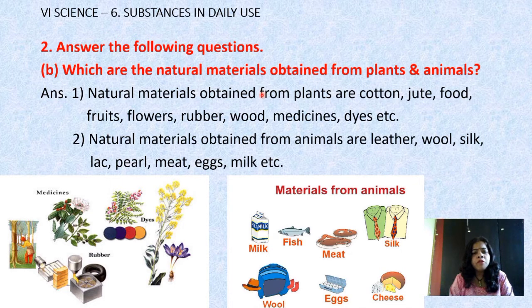Next one, children. Which are the natural materials obtained from plants and animals? Natural materials obtained from plants are cotton, jute, food, fruits, flowers, rubber, wood, medicines, dyes, etc. Dyes means color. Natural materials obtained from animals are leather, wool, silk, lac, pearl, meat, eggs, milk, etc. So these are all the substances we get from plants, and these are all the substances we get from animals.